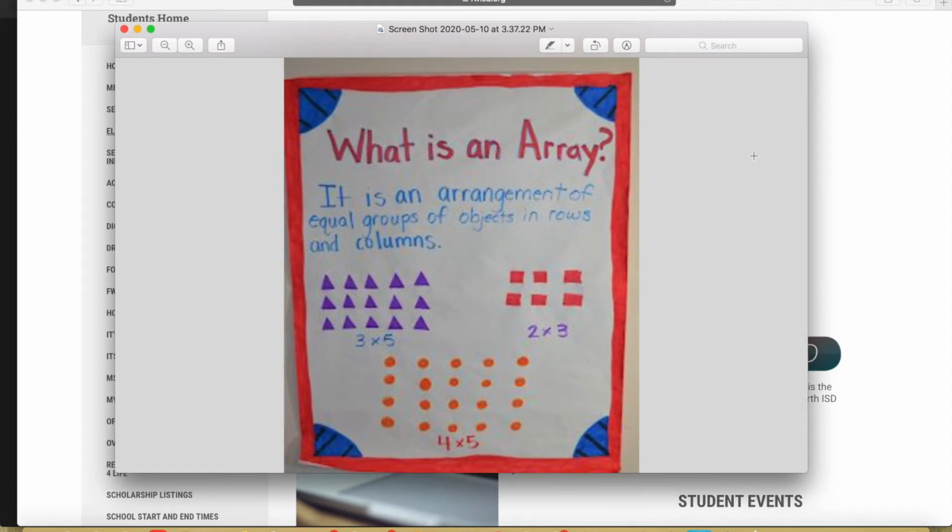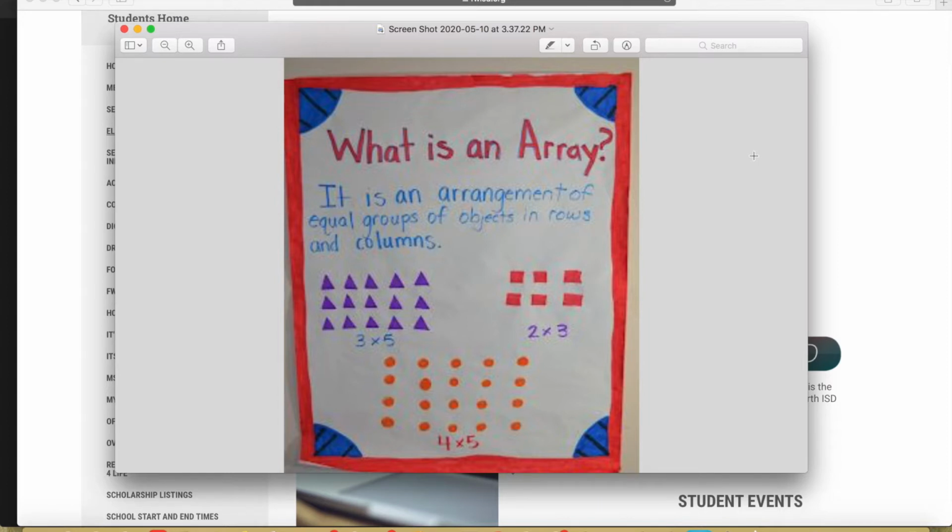All right, hello everybody. Today we are gonna talk about arrays. Now, we've already gone over arrays a couple weeks ago when we talked about multiplication, but I want to do some more practice with arrays because that is what your activities for today is going to be about. So, we'll start with what is an array.